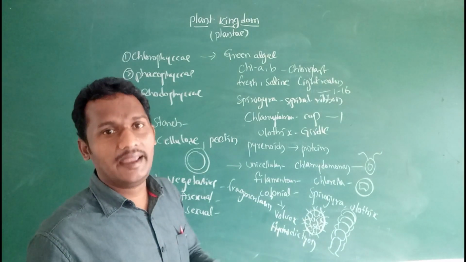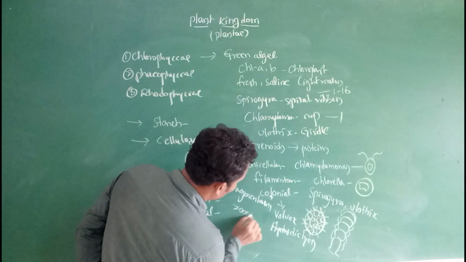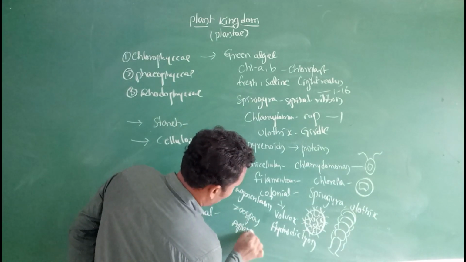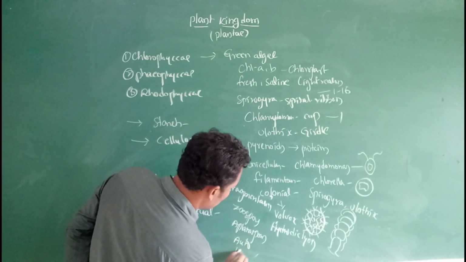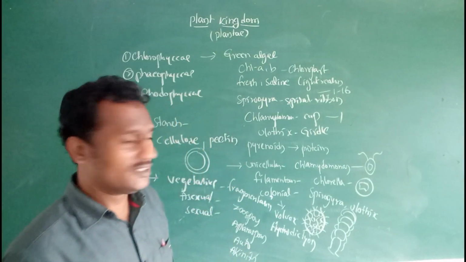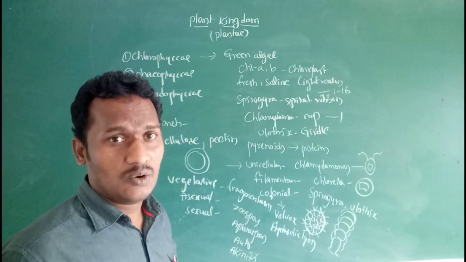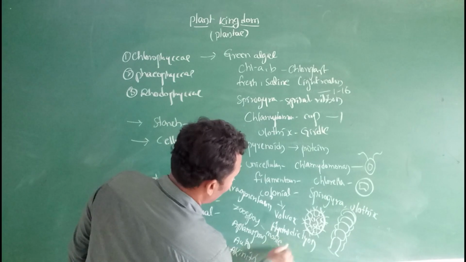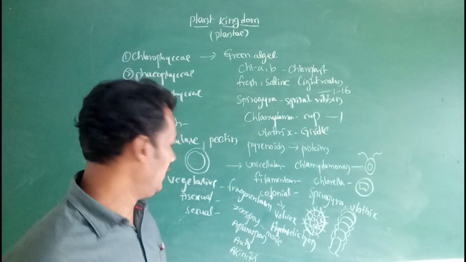Asexual reproduction is by different types of spores. These are zoospores, aplanospores, autospores, hypnospores, neutral spores, etc. Zoospores are the only motile ones. The rest of all the spores are non-motile.